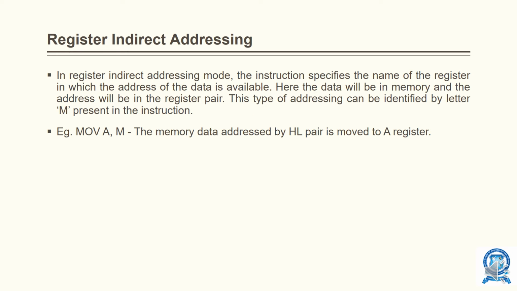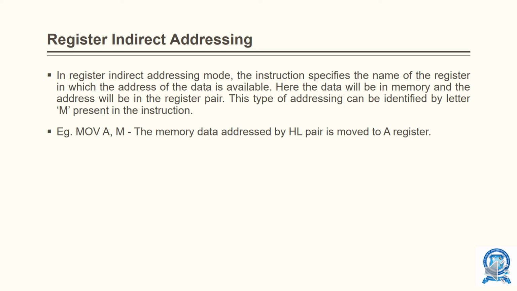So the next one is register indirect addressing. In register indirect addressing mode, the instruction specifies the name of the register in which the address of the data is available. In the previous case, the register has the data, but in this case you have a register where the address of the data is present. That is the main difference between register addressing and register indirect addressing. Here the data will be in memory and the address will be in the register pair, because the address will always be 16 bits. If you want to store 16 bits, you need a register pair. That is why a register pair is chosen.